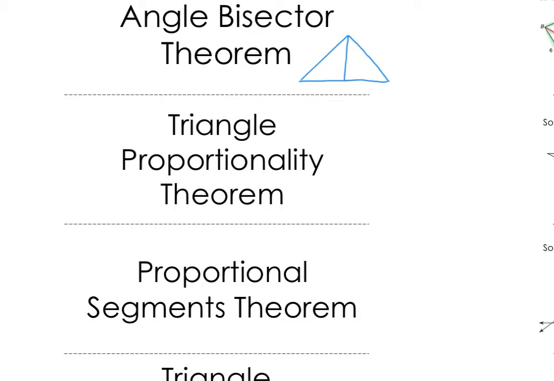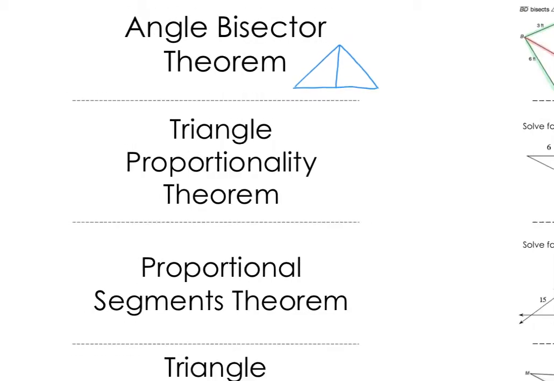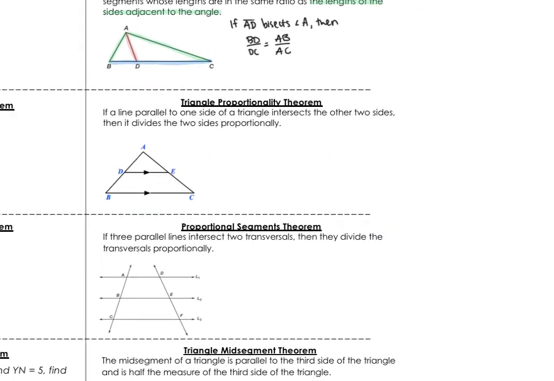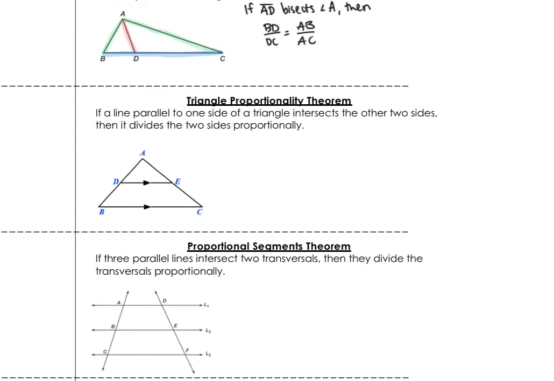Alright, the next theorem is triangle proportionality theorem. So triangle proportionality theorem states that if a line parallel to one side of the triangle intersects the other 2 sides, then it divides the 2 sides proportionally. Okay, so my parallel line here is DE, and the reason I know it's parallel is because it has arrows on it. The sides that it's dividing are these sides right here.